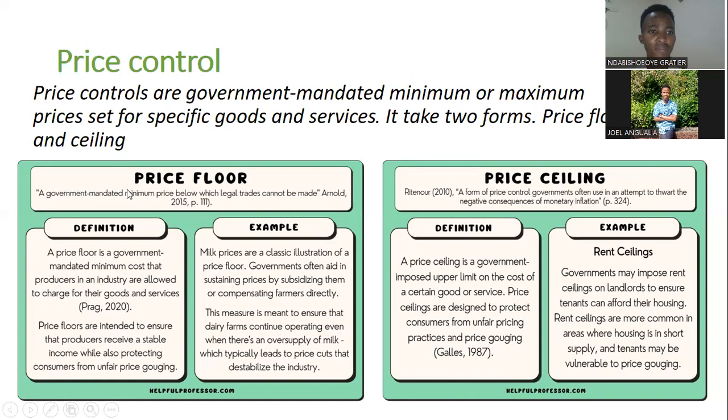A price floor is a government-mandated minimum price below which legal trades cannot be made. So it is a minimum price that the government sets, normally above the equilibrium, below which trade cannot take place unless in the black market.